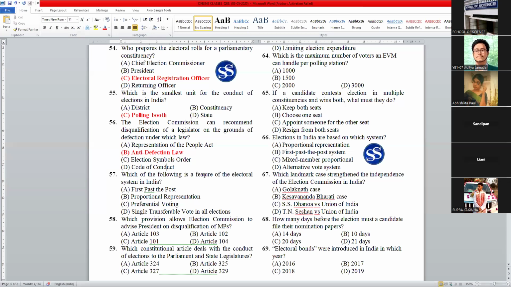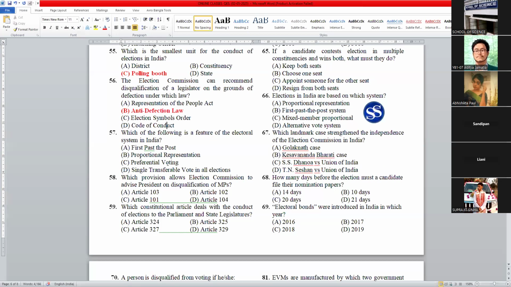Well said. Now, what's your name? The boy who answered anti-defection law. Sir, Suprajit Sinha, sir. Okay, nice, beta. Thank you so much, sir.